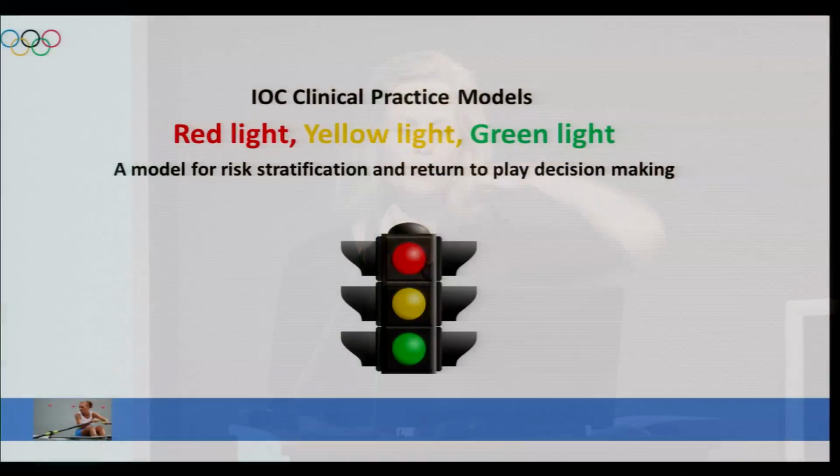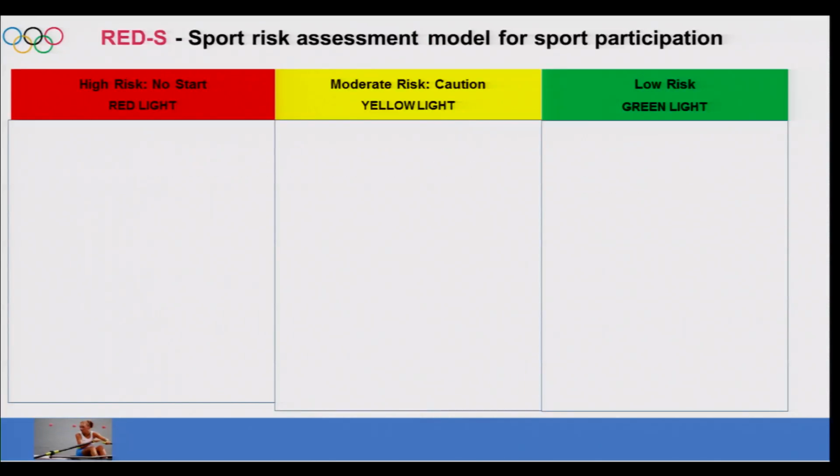So it's based on the concept of red light, yellow light, and green light. It's fairly simple, and one hopes that everyone can understand the concept. It's a model for risk stratification and return to play decision making. So let's define what this is.